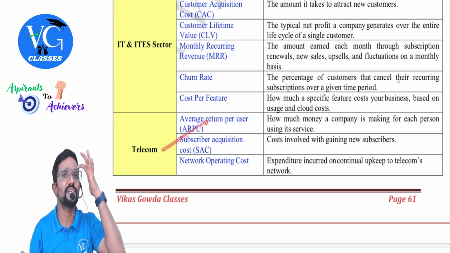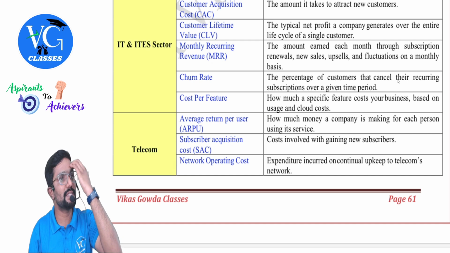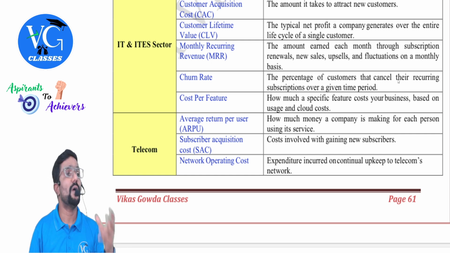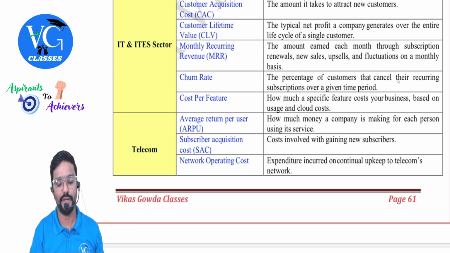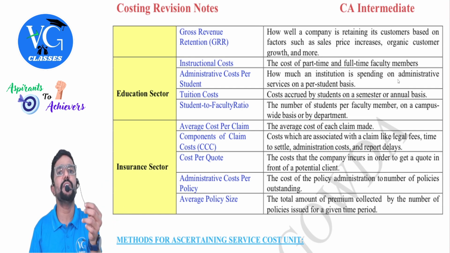Subscriber acquisition cost. Next, network operating cost. Guys, a telecommunication company has to shell out a lot of money on licenses and the telecommunication network. That is the towers and all you have seen. They have to incur a lot of cost for it. How much cost are they incurring? Then gross revenue retention means by retaining the same customer, what is the extra revenue we are earning?